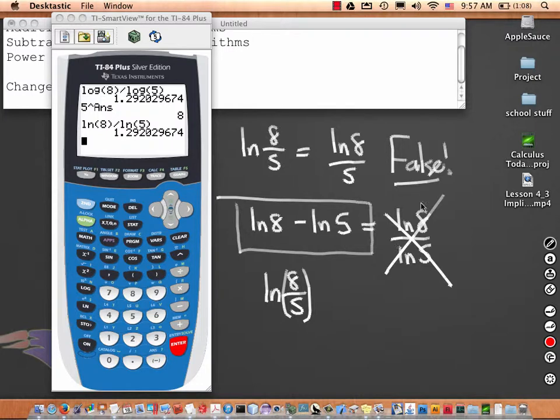That right there is another mistake I see quite a bit. Division can go to subtraction, but subtraction can't go to the division of 2 logs. Say that again. Division can go to subtraction, but subtraction can't go to the division of 2 logs. So like for the addition one, you couldn't go backwards, but for this one you can?